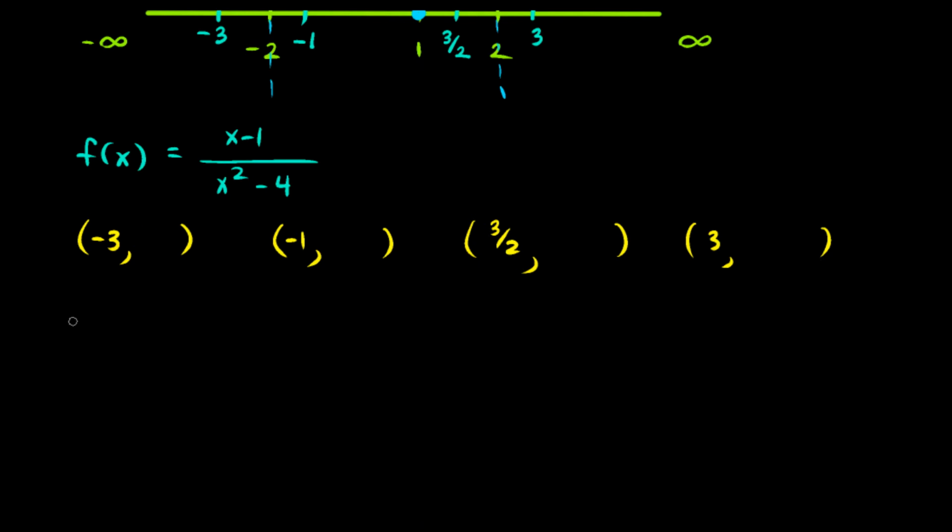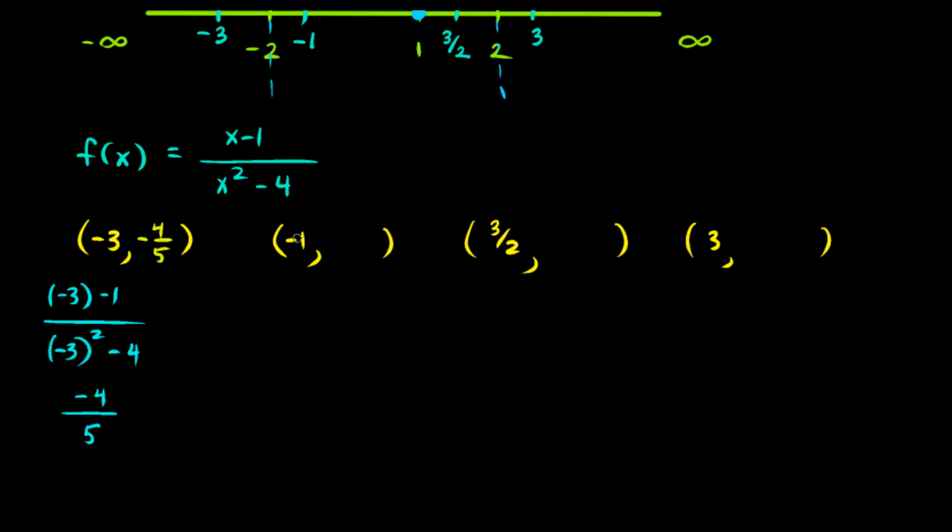So when x is -3, we're going to have -3 minus 1 over -3 squared minus 4. So this is going to be -3 minus 1 is -4. -3 squared is 9. 9 minus 4 is 5. So we're going to have -4/5 here.